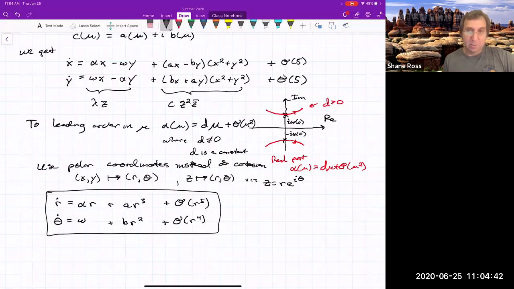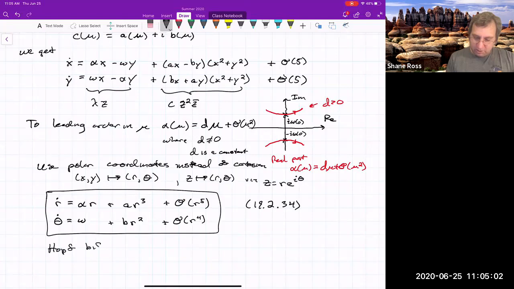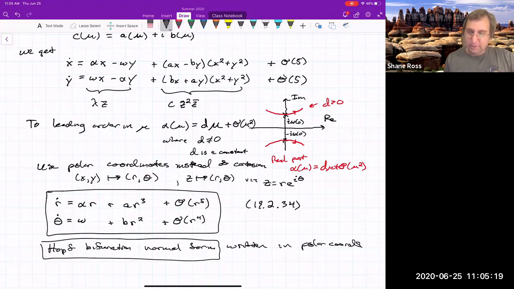So this is the usual way that the Hopf normal form is written, in polar coordinates. And when we look at solutions of this, you'll see why. If you want to follow along in the book's discussion, this is equation 19.2.34. So this is the Hopf bifurcation normal form written in polar coordinates, which is the usual way that it gets written. You could look at this and try to recognize some symmetries here, that maybe this would look good in polar coordinates, but there it is.